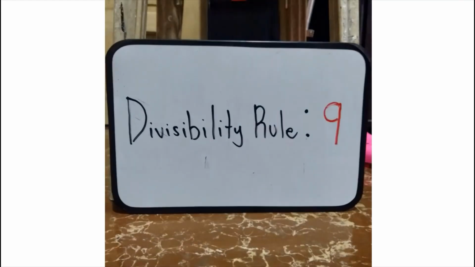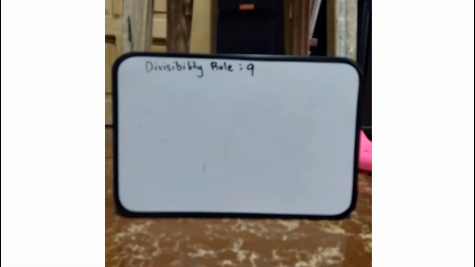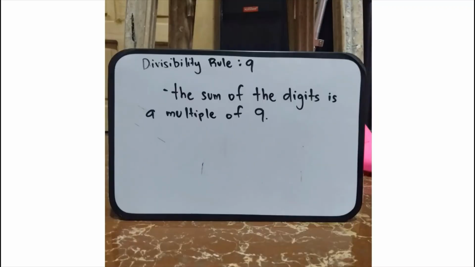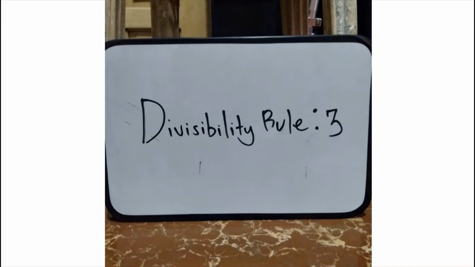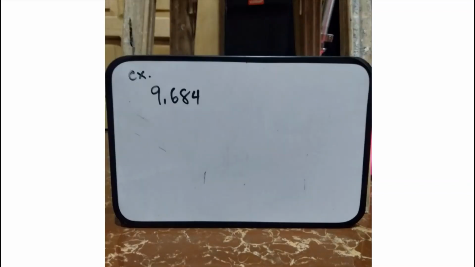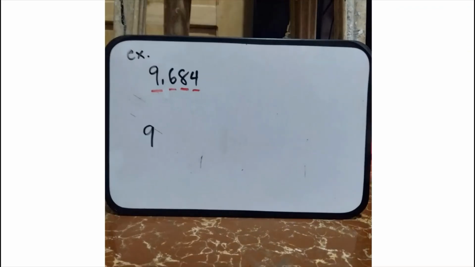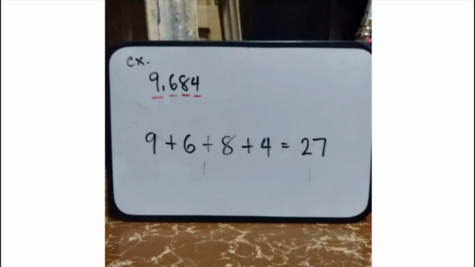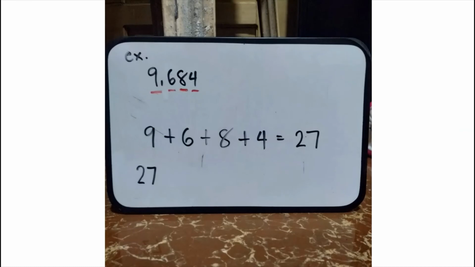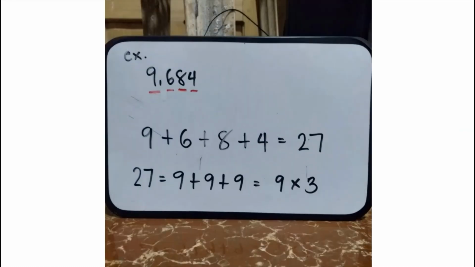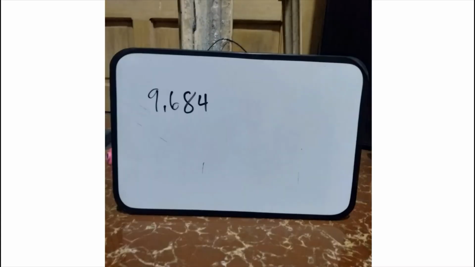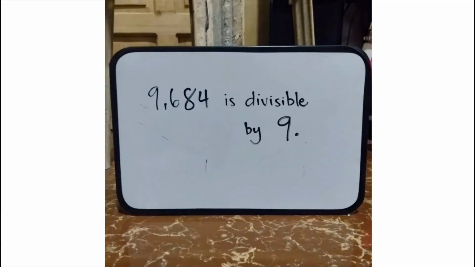Divisibility rule 9. A certain number is divisible by 9 if and only if the sum of the digits is a multiple of 9. Pretty much like our divisibility rule on number 3. For example, let's take 9684. The digits are 9, 6, 8, and 4. The sum of the digits here is 27. Since 27 is a multiple of 9, which is 3 nines or 3 times 9, we can say that the number 9684 is divisible by 9.